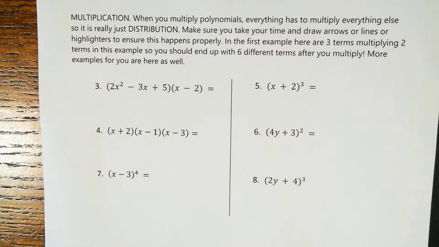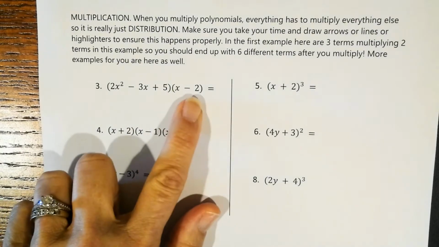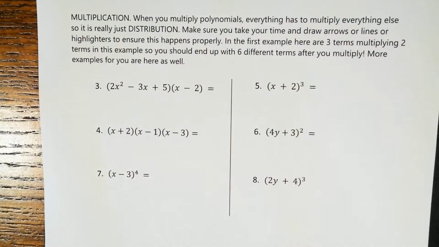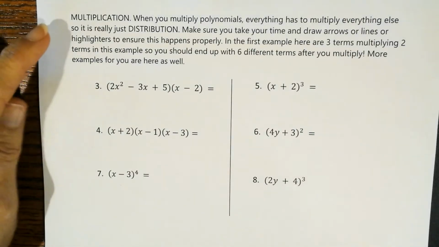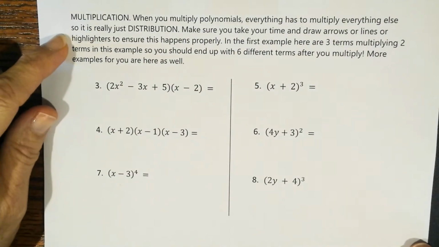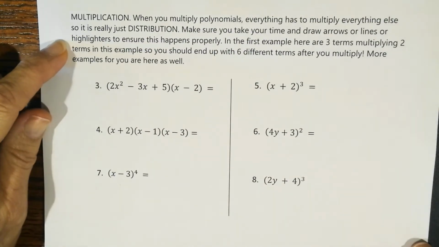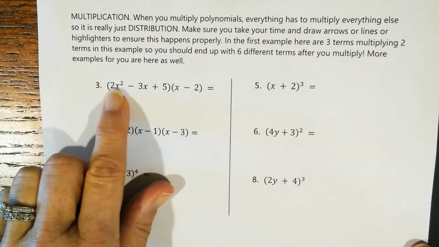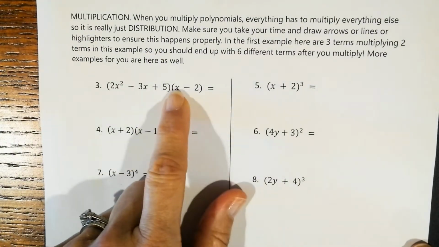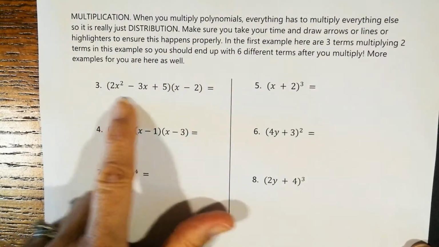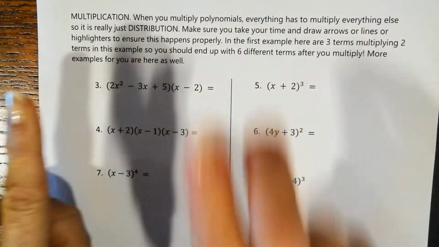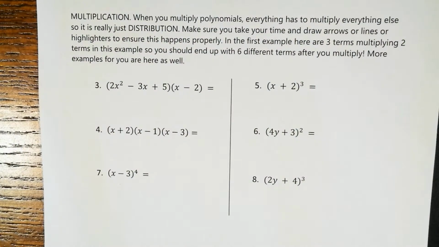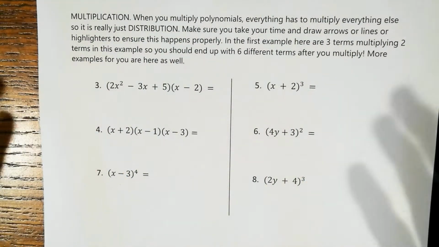So when it's 2 binomials, it's just FOIL because it's 2 times 2. But when you have more, which is what we're doing now with polynomials, you're going to have the same amount of multiplication as there are terms. So make sure to take your time, draw arrows or lines or highlighters to ensure this happens properly. In the first example, for instance, you have 3 terms, 1, 2, 3, and you're multiplying 2, 1, 2. So you're going to end up multiplying 6 times, 3 times 2, okay? And then, of course, you combine after that.